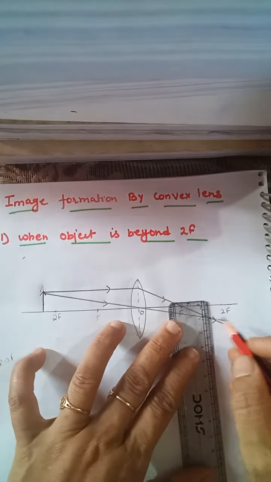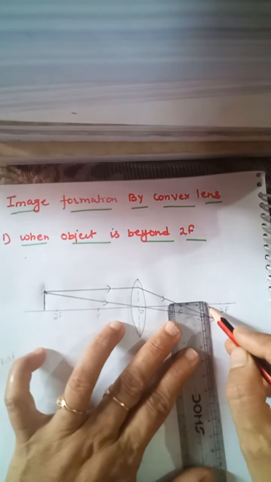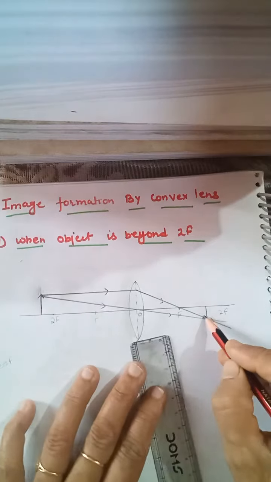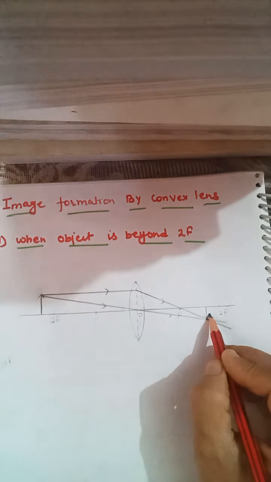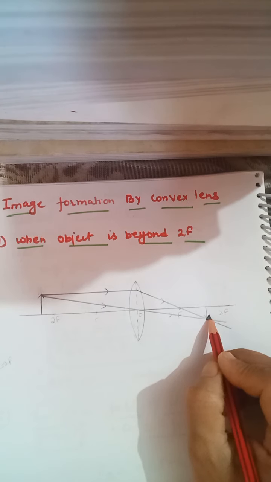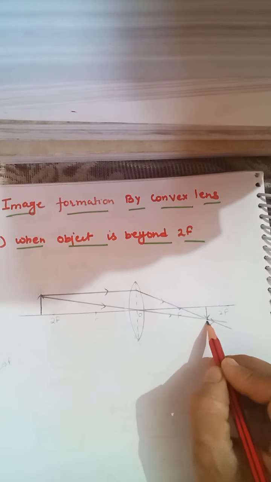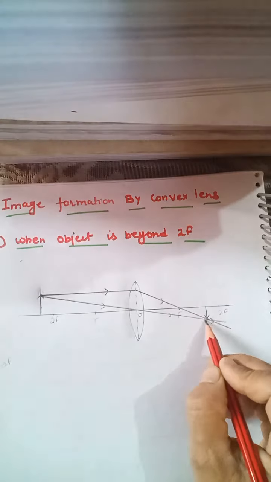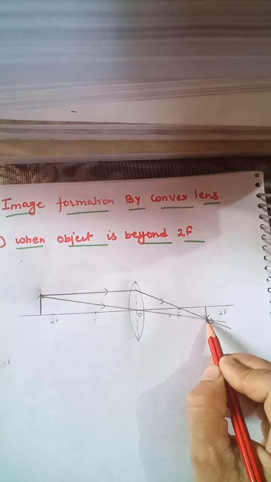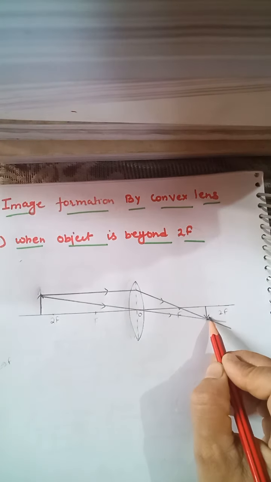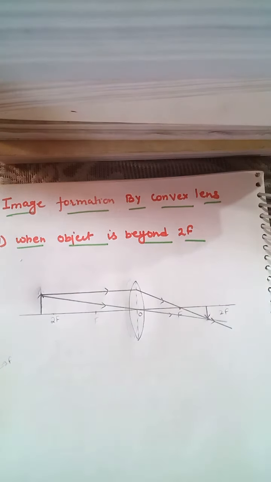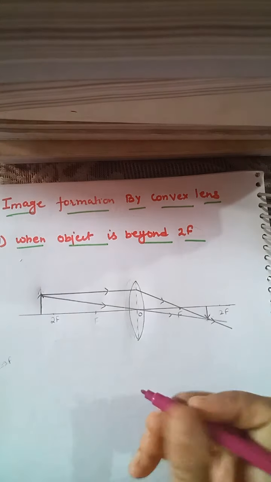So you will be getting the image at this point like this, and this image is an inverted image. An inverted image is always real image because these two rays are actually meeting at this point. So when the rays are actually meeting at a particular point, then you will be getting the real and inverted image. Now you have to write the different positions of the conditions.